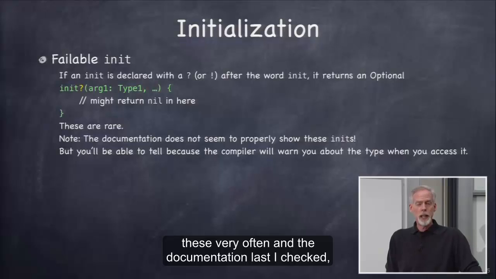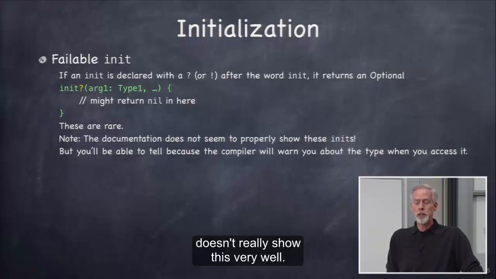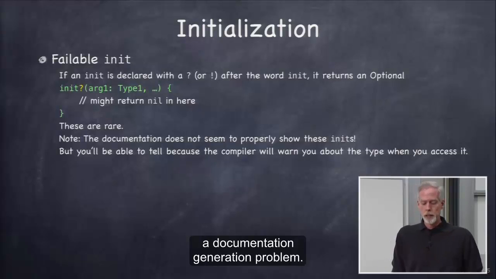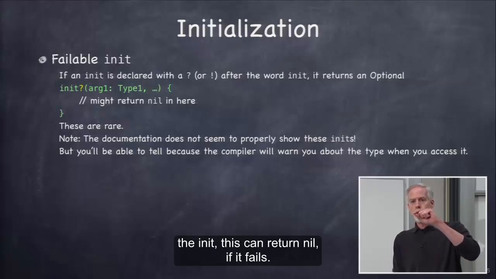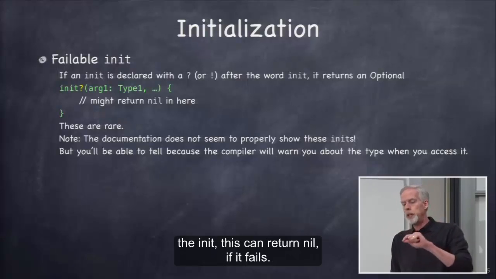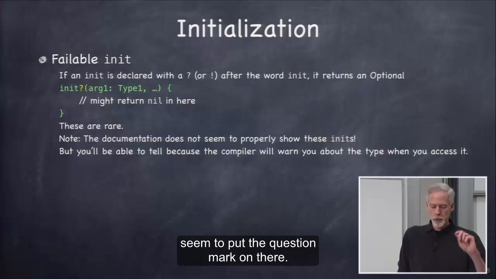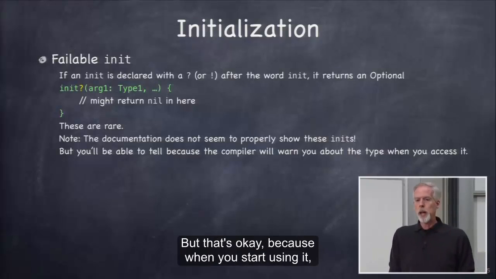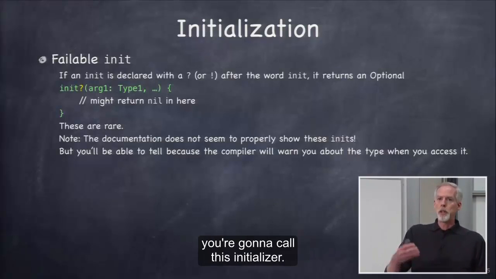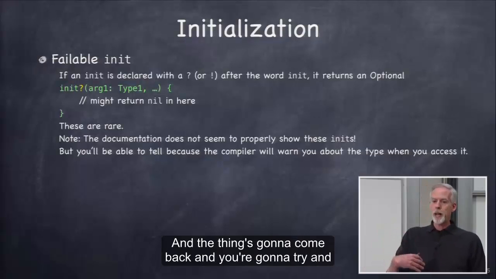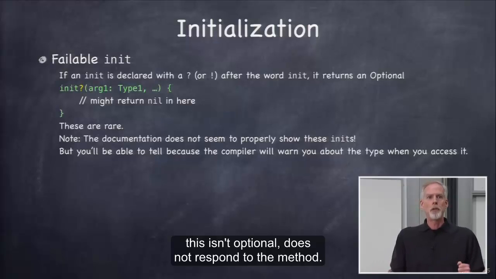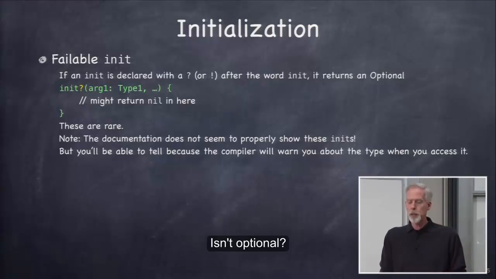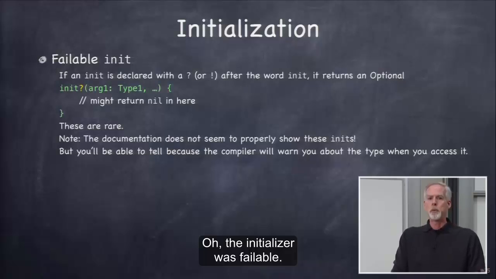And the documentation, last I checked, doesn't really show this very well. It doesn't put the question mark in there. I think it's just a documentation generation problem. It will say in the comment for the init, this can return nil if it fails, but it doesn't seem to put the question mark on there. But that's okay, because when you start using it, you're going to call this initializer, and the thing's going to come back, and you're going to try and send messages to it, and it's going to say, this is an optional, does not respond to the method. And you're like, what? It's an optional? And then you're going to know, oh, the initializer was failable.